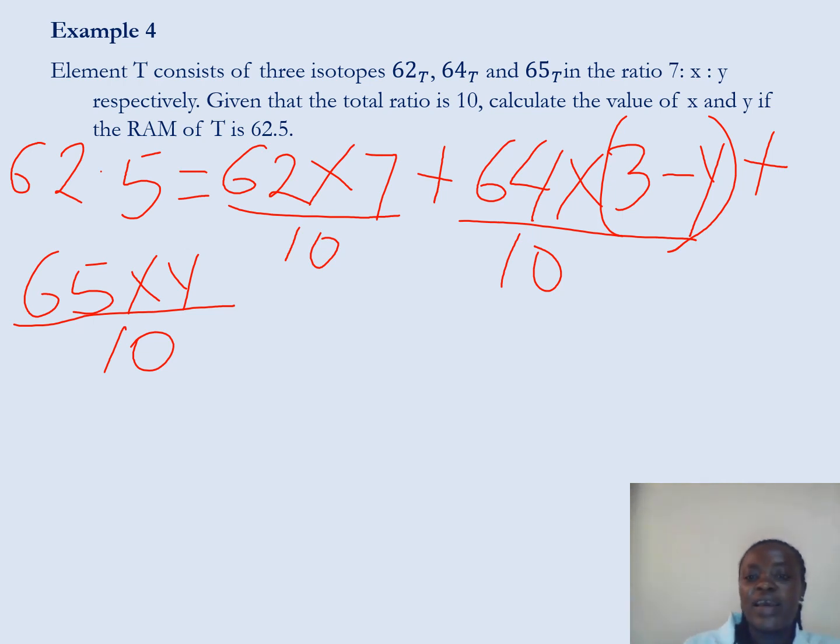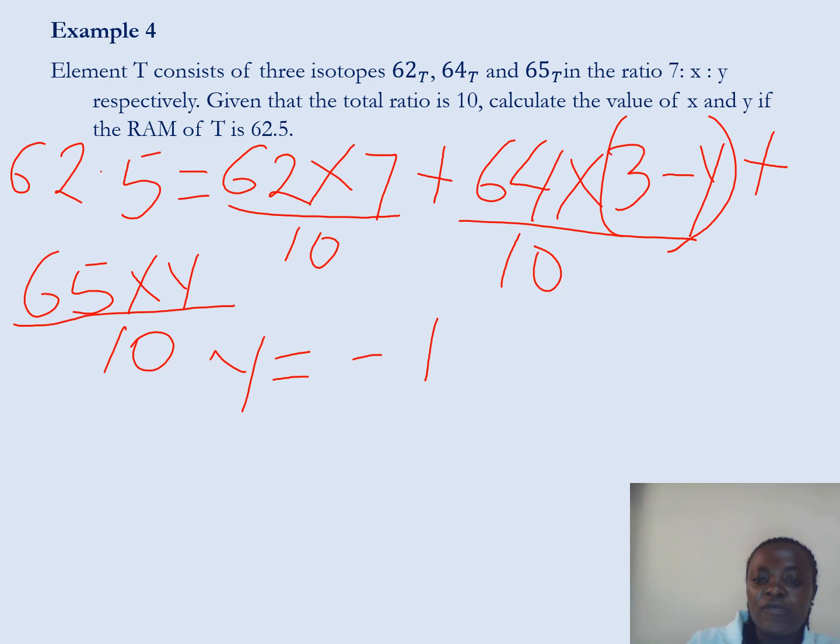We just multiply and open these brackets. So the first term is 62 times 7 over 10, plus 64 times 3, then 64 times y, so that will be minus 64y, then plus 65y over 10. After calculating this, you are going to get the value of y.